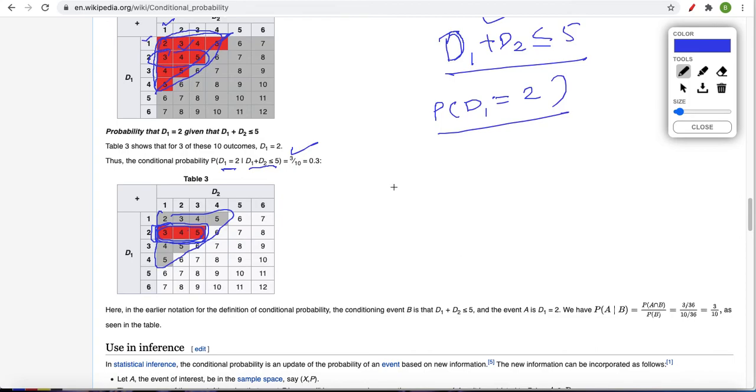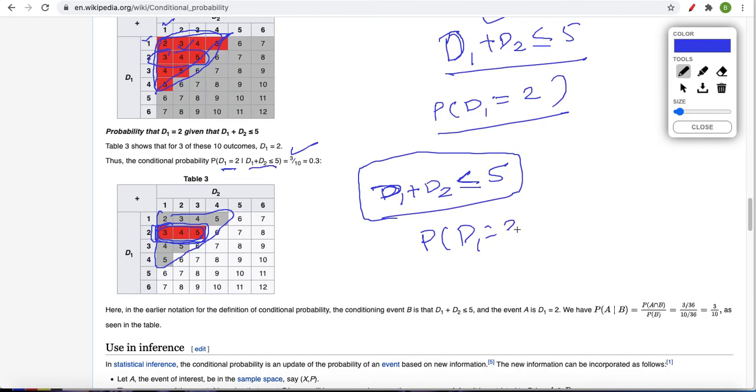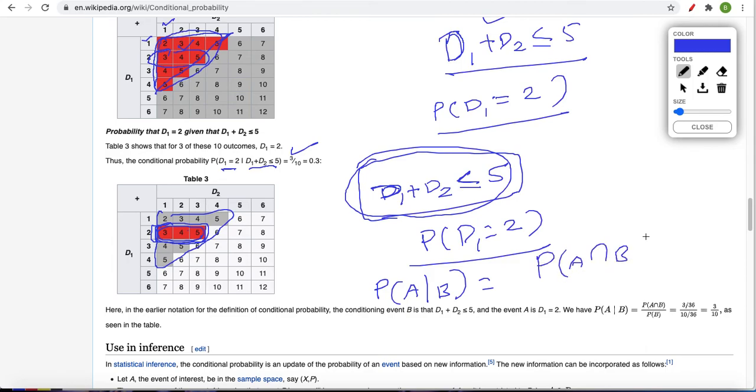What was this example? d1 plus d2 is already given to be less than or equal to 5. That's given to us. With this given condition, what is the probability that d1 is equal to 2, right? What is the formula for conditional probability? Probability of A given B is equal to the probability of A intersection B divided by the probability of B.